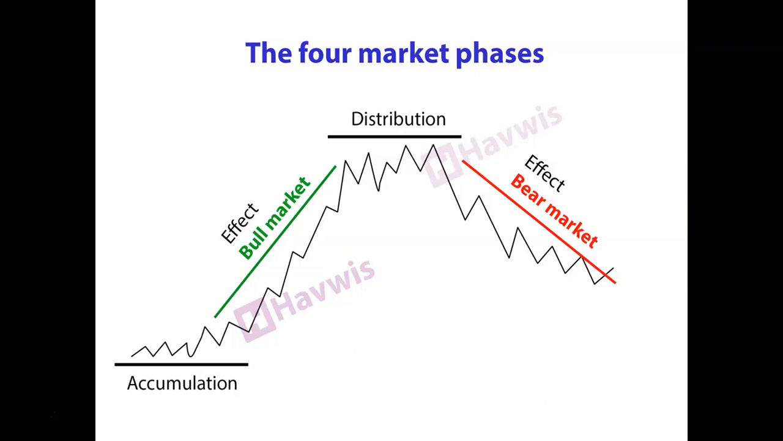If you are not a long-term investor, you can usually buy at the accumulation phase and hold on till we get to the distribution phase, then you sell off and wait for the next accumulation phase. Alright, so this is it for the market cycles, trend and phases.